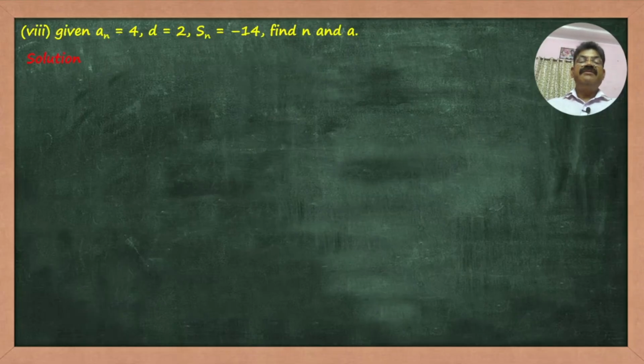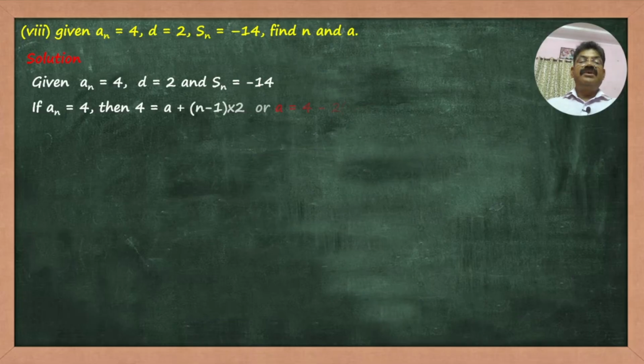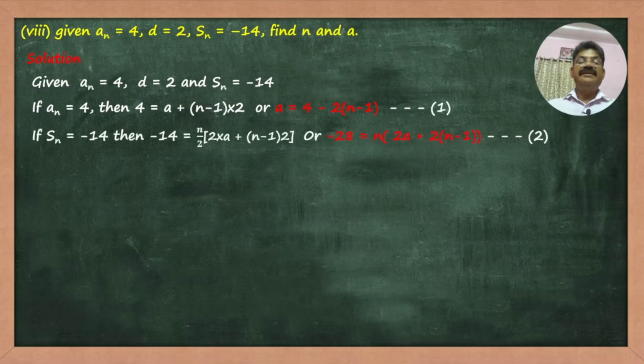Eighth problem. Given an is equal to 4, d is equal to 2, Sn is equal to minus 14. Find n and a. So, similar problems. So, an is equal to 4 gives a is equal to 4 minus 2 into n plus 1. Sn is equal to minus 14. This gives minus 28 is equal to n into 2a plus 2 into n minus 1.